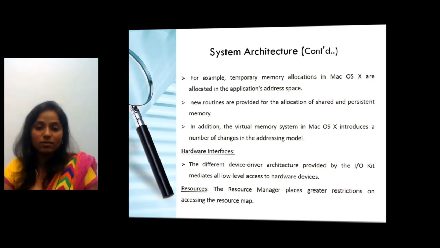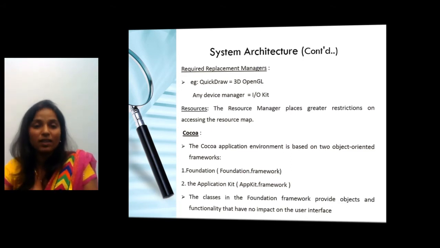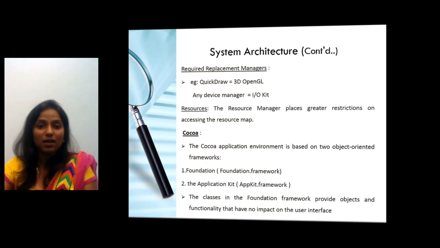Resources. All the resources are managed by the resource manager, which places greater restrictions on accessing the resource map. Required replacement managers. For example, QuickDraw is replaced by 3D OpenGL. QuickDraw is used in Mac OS 9, whereas 3D OpenGL is used in Mac OS X. Like that, the required replacement managers are replaced in Mac OS X. And the resource manager places greater restrictions on accessing the resource map.